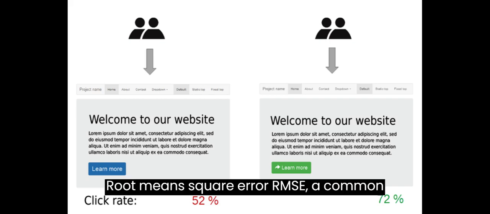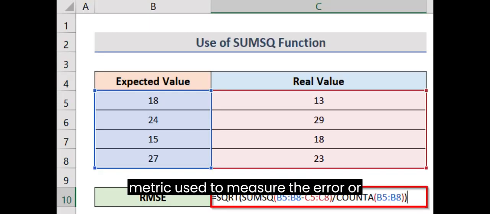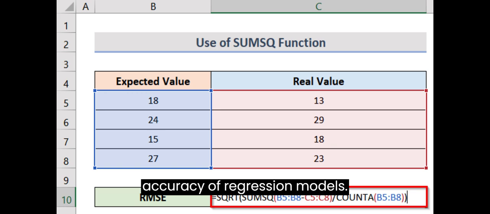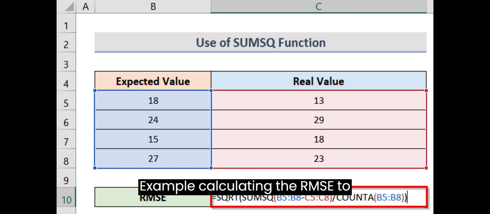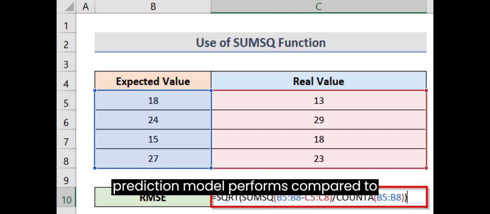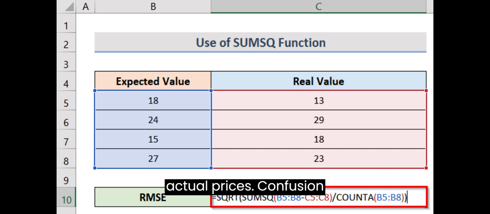Root mean square error, RMSE, a common metric used to measure the error or accuracy of regression models. Example, calculating the RMSE to assess how well a housing price prediction model performs compared to actual prices.